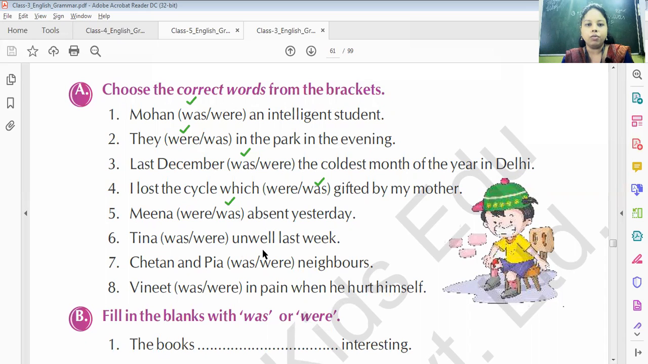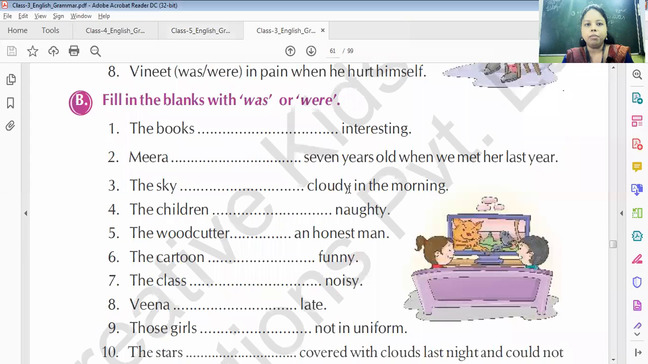Tina was or were unwell last week. Tina was unwell. Chetan and Pia was or were neighbors? Chetan and Pia is plural, so we have to use were, neighbors. Vinita were in pain when he hurt himself. Vineet was in pain. Understand? So move to the next exercise. Fill in the blanks with was and were. Now let's complete this exercise as well.